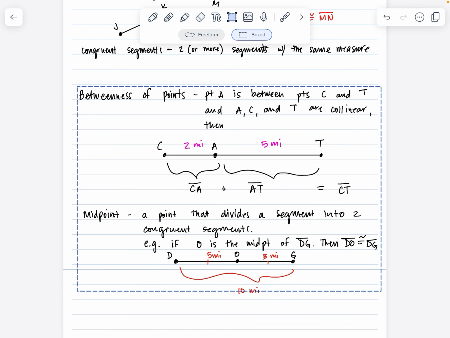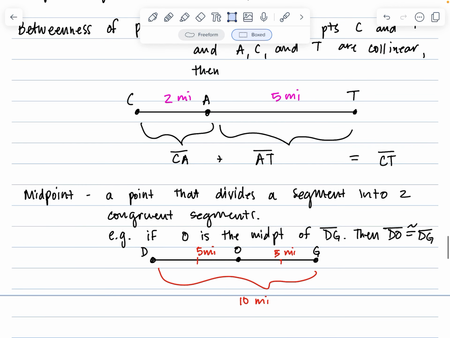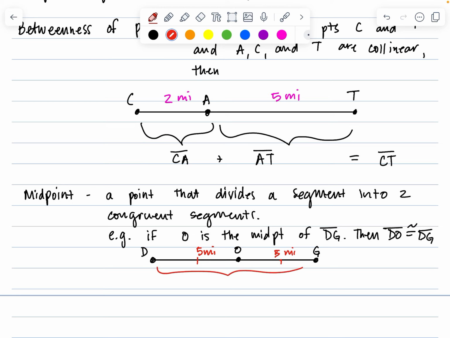Okay? I'm actually going to shift this up just a little bit just so it all stays on one page. And here we have it. Your midpoint is now shown. This is 10 miles.